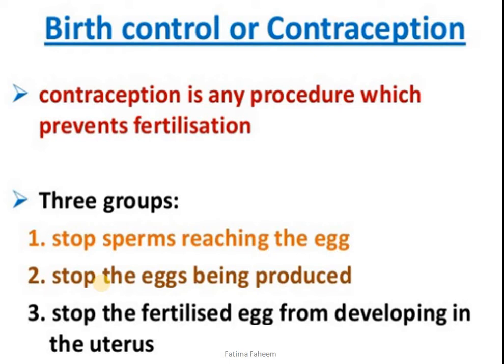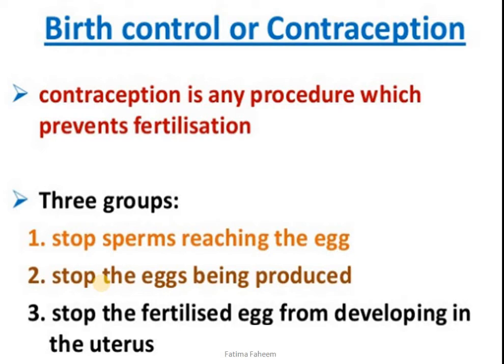Let's see what contraception is. It's actually a procedure which prevents fertilization. We know about fertilization, it's the fusion of male and female gametes. So, contraception is actually the prevention of it, and these methods or these ways can be grouped into three categories.